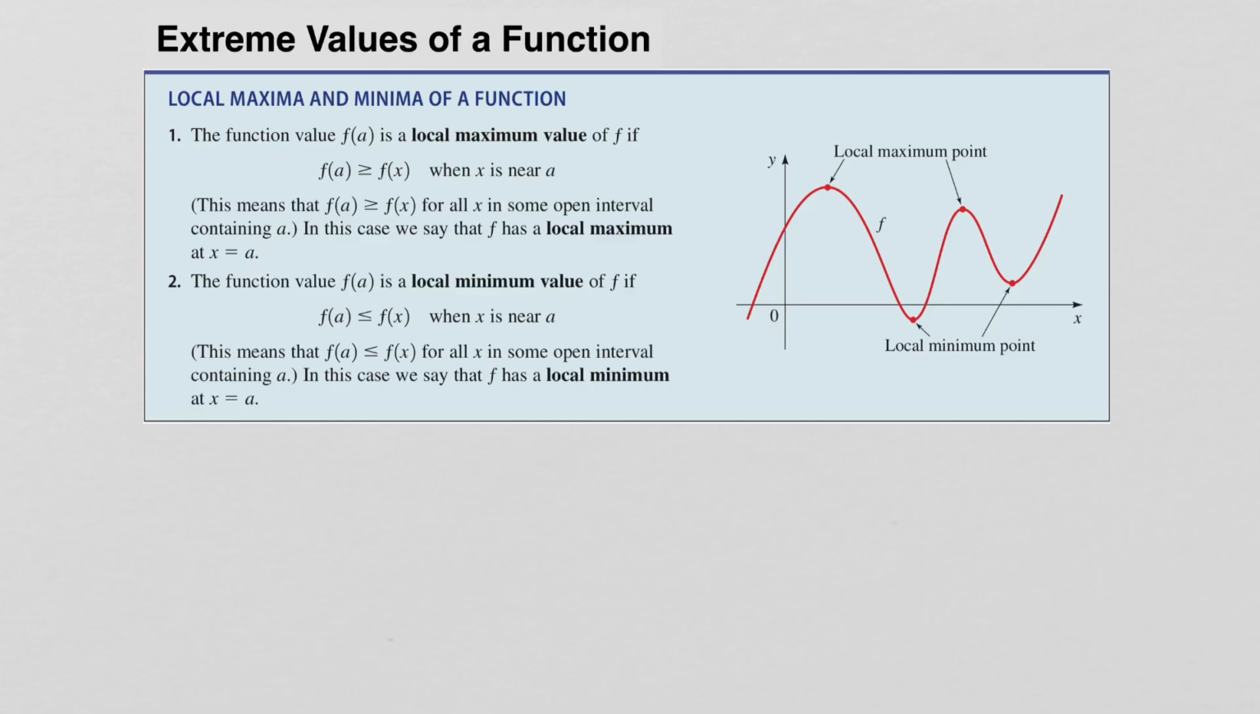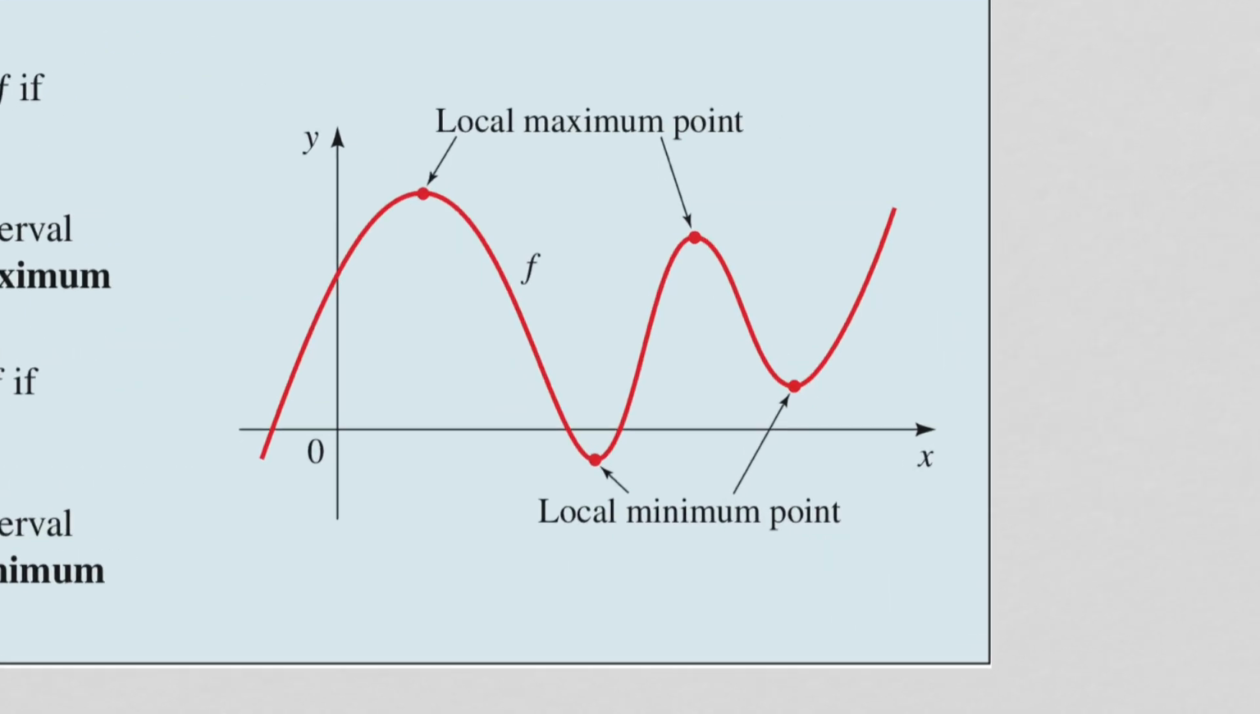We can also use graphs to help us find extreme values of a function. And these are what we call local maxima and minima. Now, maxima is just sort of a plural for maximum, and minima is a plural for minimum. So what does it mean to be a local maximum value? Well, a local maximum value is a value on the graph that is higher than all the points right around it. Okay, so if you look at this graph over here, we have a local maximum here, right?